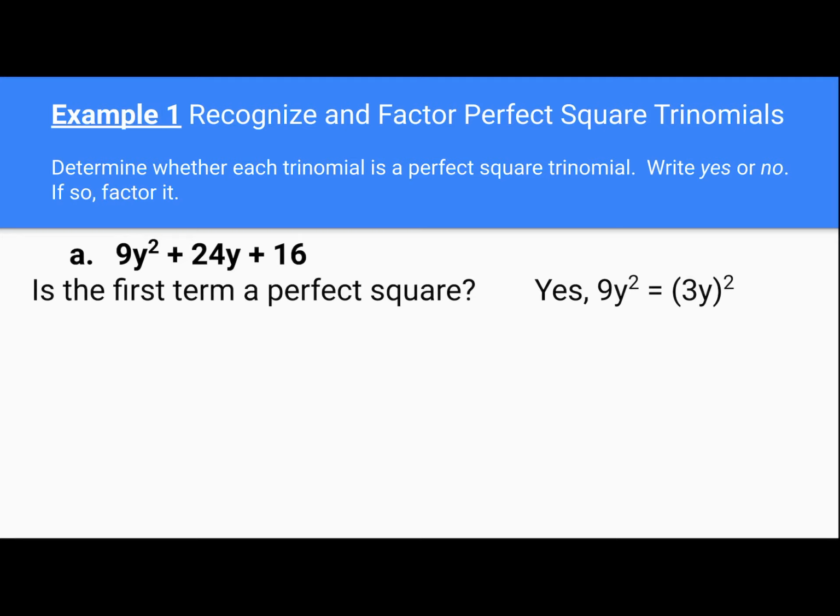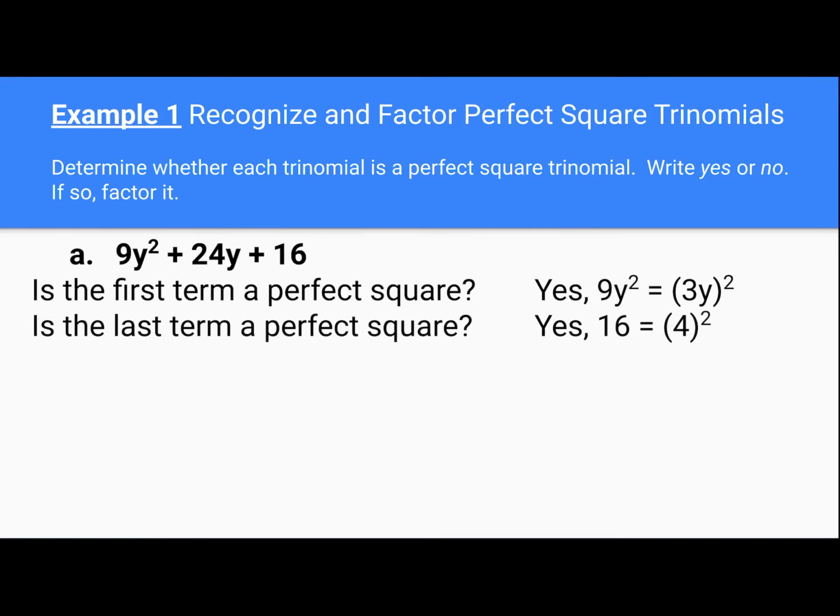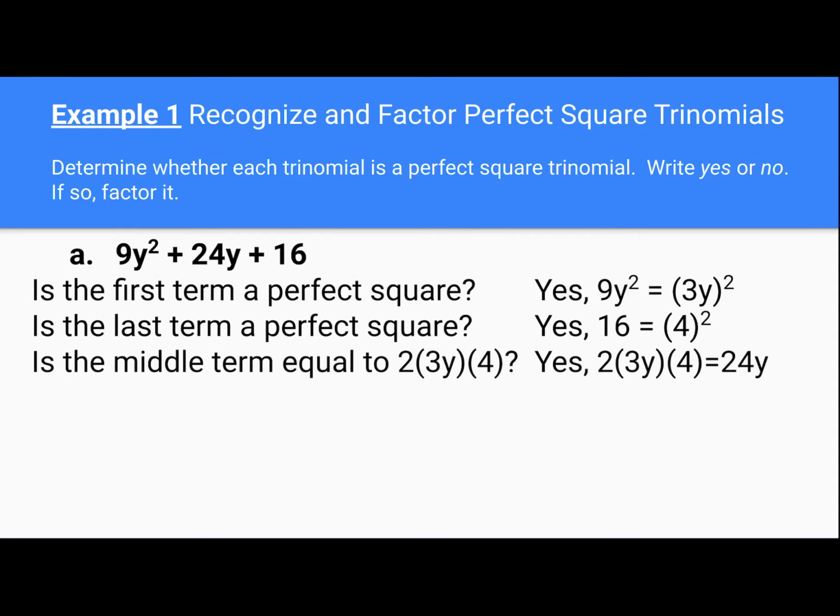The second question, is the last term a perfect square? So we filled out a perfect square chart to help you recognize them. We should know by now that 16 is a perfect square. That is 4 squared. And the last question, is your middle term equal to 2ab? So my a is 3y and my b is 4. So does 3y times 4 times 2 give me 24y? And it does. So this is a perfect square trinomial.